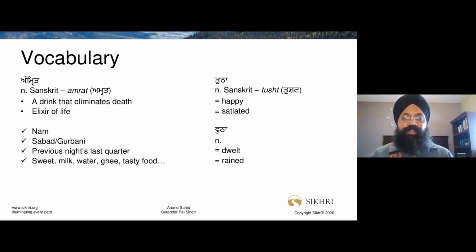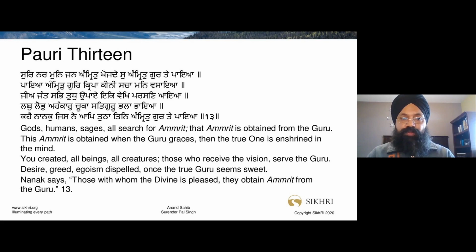So as you notice right here, Amrit is widely used in Gurbani for a host of other things. Because Naam is immortal, it's used for Naam. Since Bani is a manifestation of Amrit, it's used for that as well. And it's also used for Amrit Vela, a term in Sikhi which refers to the early hours in the morning. Essentially, Amrit Vela is the last quarter of the previous night. Amrit is also used generically for other things, for sweet, milk, water, and so on and so forth. So that's the basic understanding of Amrit. But that will just move into our next pod.